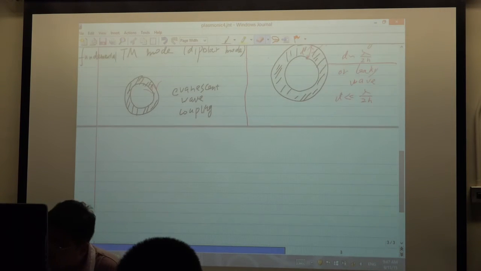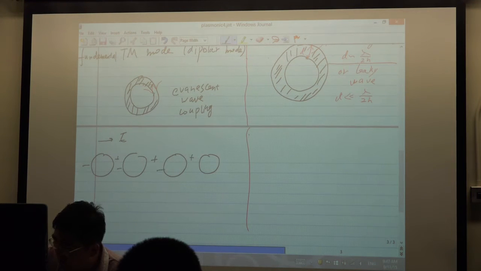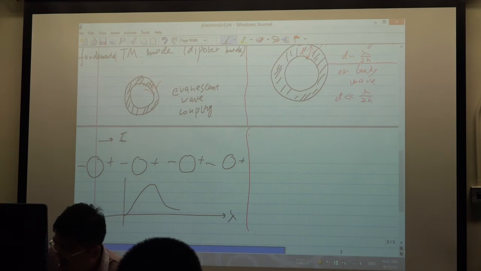Okay, now I go on. Another interesting thing is about the coupling. If an array has the E field along here, you have positive, negative, positive, negative, positive, negative, positive, negative. These dipolar modes will couple with each other. The original extinction cross section versus lambda is for a single sphere. When they are coupled, they are red shifted. This is for the cluster, and this is for the single sphere.